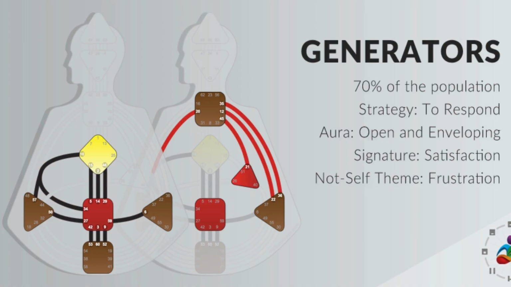As a generator, you need to wait for what life brings you and then follow your response. Your aura is open and enveloping, taking in everything in your environment. You draw things to you, and as you are energetically designed to respond, this will tell you if something is correct for you or not. Once you respond to a person, event, or action, you can then act with the full force of this powerful energy. By learning to wait and respond, you begin to eliminate resistance and the frustration that comes from not using your energy correctly, and you experience your signature, satisfaction.